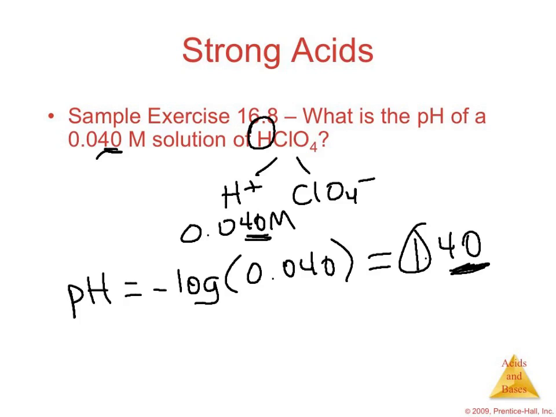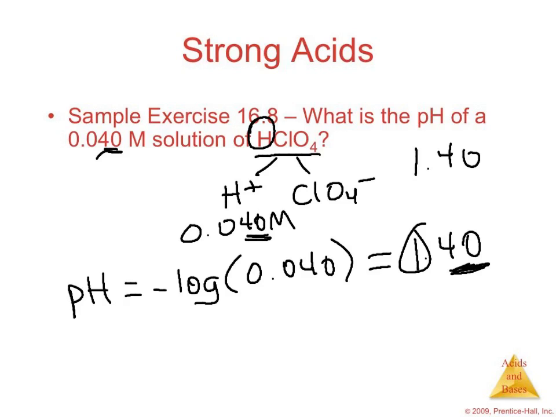The other thing to notice here is it's always good to check yourself at the end. So we got that the pH is 1.40. That's a low pH, and when the pH is low, that means we have an acidic solution. It makes sense that HClO4 would make an acidic solution, since it's one of our strong acids. So it's always good to just check that. If you end up with a high pH on this problem, you did something wrong. You could know that just by looking at it.